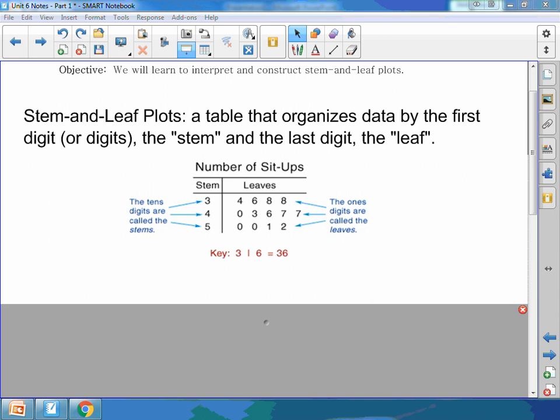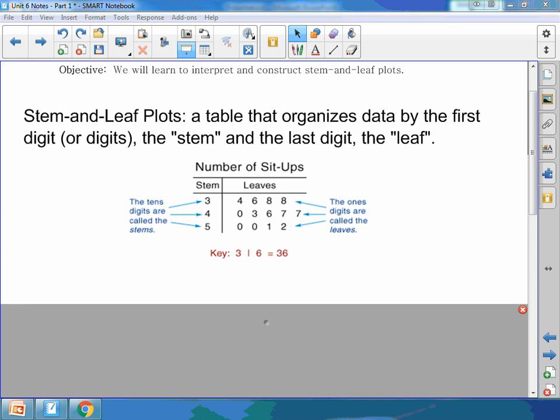So for the stem and leaf, you can see what the definition is. And the purpose of the stem and leaf, just like most graphs, is to organize the data to make it a little bit more neat and easier to read. But what it does is that it breaks it up by the stems and the leaves.